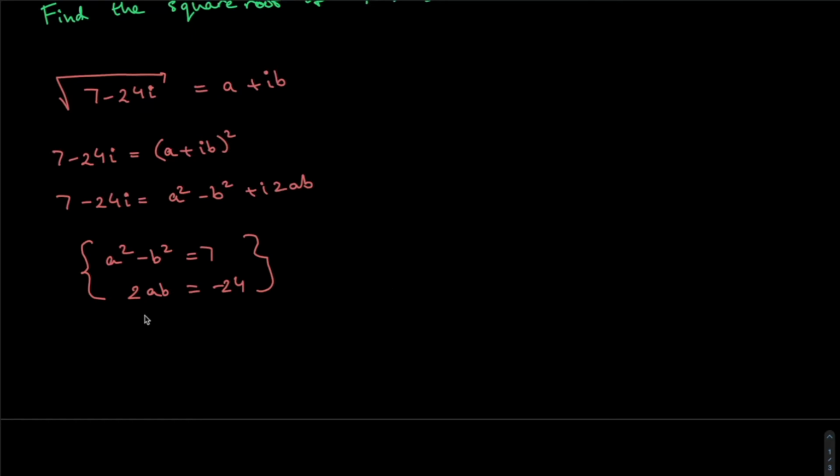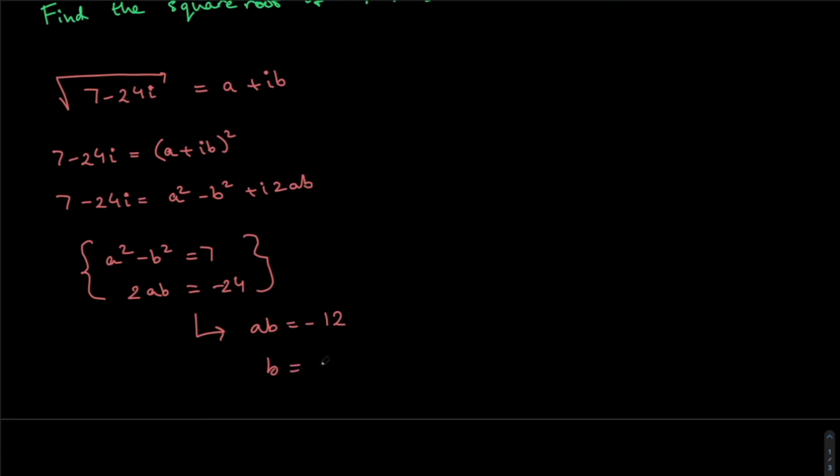So let's simplify this a bit. Let's simplify this equation. If we simplify this equation, what do we get? We get ab is equal to minus 12, okay? Now, like I said before, since you have two variables, your job is to eliminate one of them. And the way you can do that is simply by doing substitution. So let's get rid of b in the first equation.